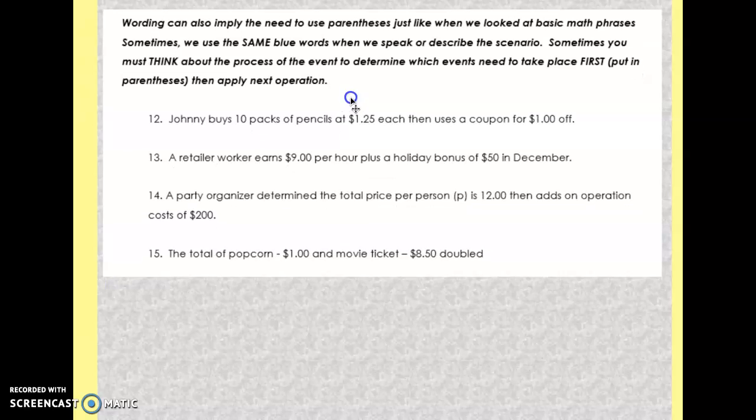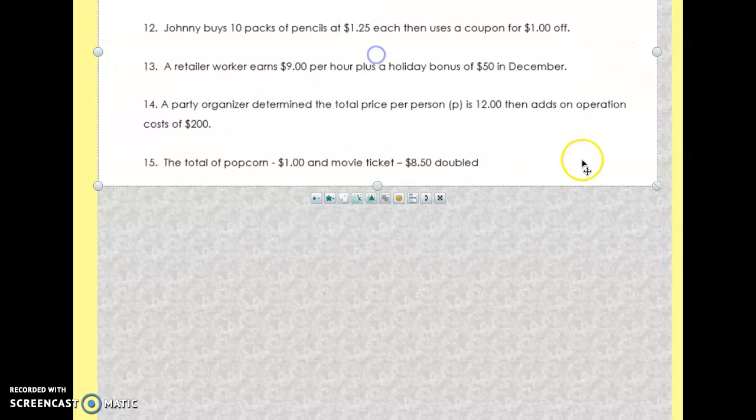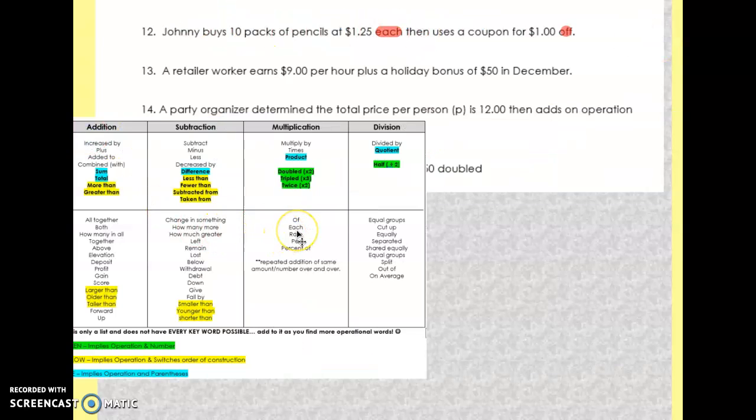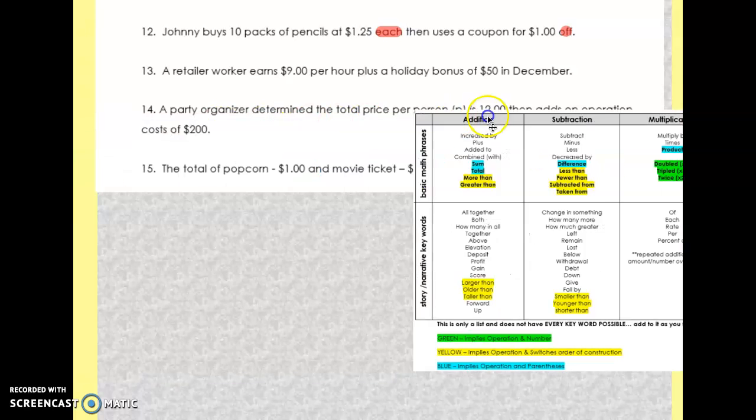So number 12, Johnny buys 10 packs of pencils at $1.25 each. Then he uses a coupon for $1 off. So looking at the problem, highlighting our keywords, Johnny buys 10 packs of pencils at $1.25 each. That's kind of our first part. Then here's the second part. Uses a coupon for $1 off. Off is kind of our second keyword there. So the word each, again, if I go to my keyword chart, means to multiply. Off would mean to subtract.